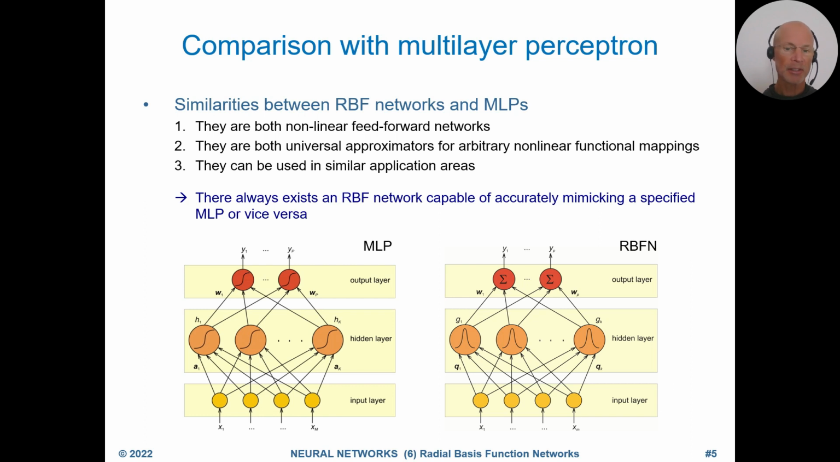They're both universal approximators and can also be used in similar areas. But for the multi-layer perceptrons, we usually use sigmoidal units, and for the RBFN networks, the radial basis function neurons.